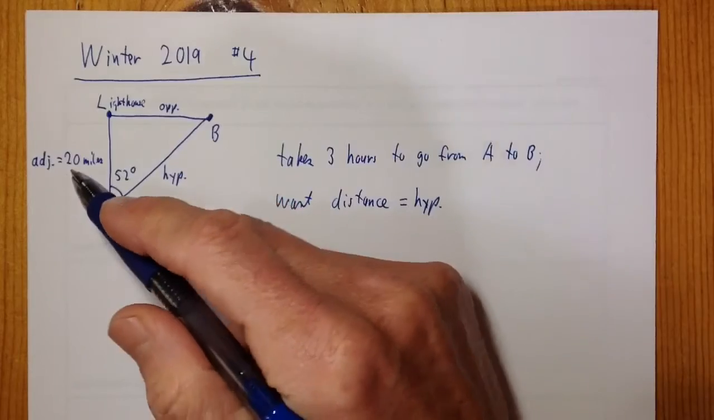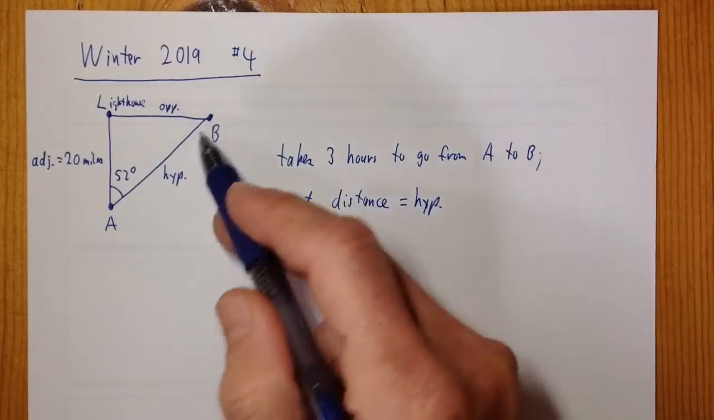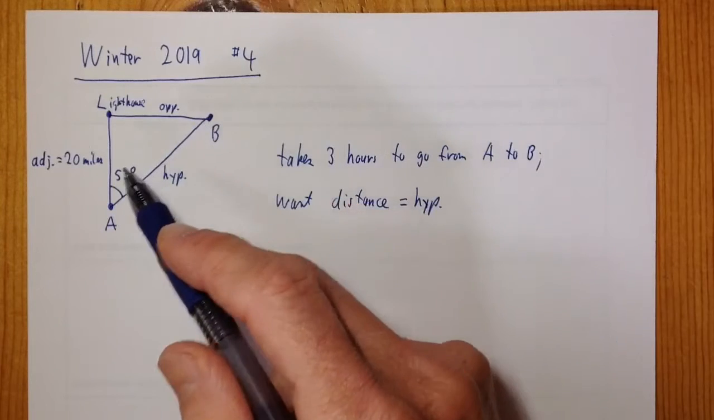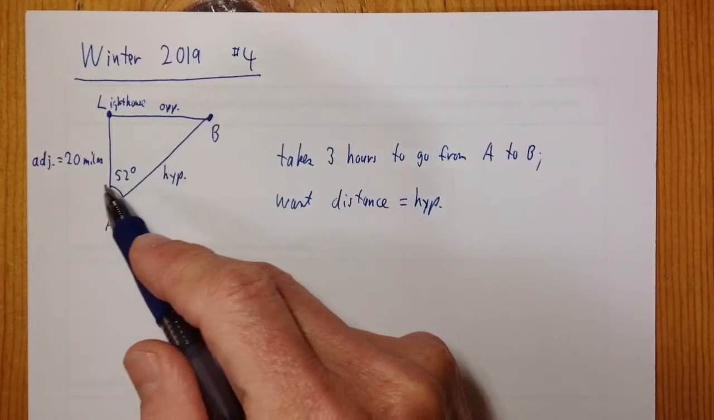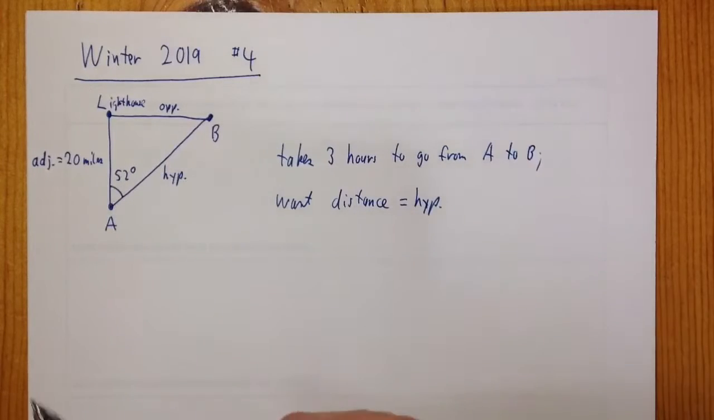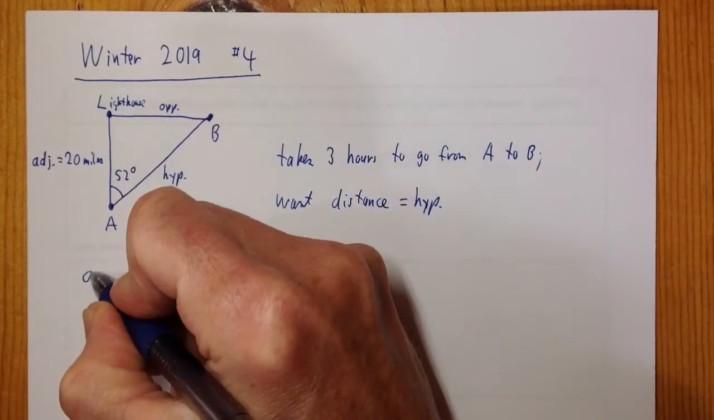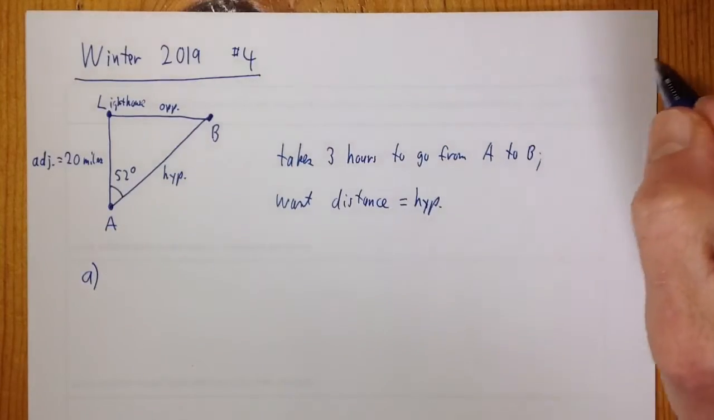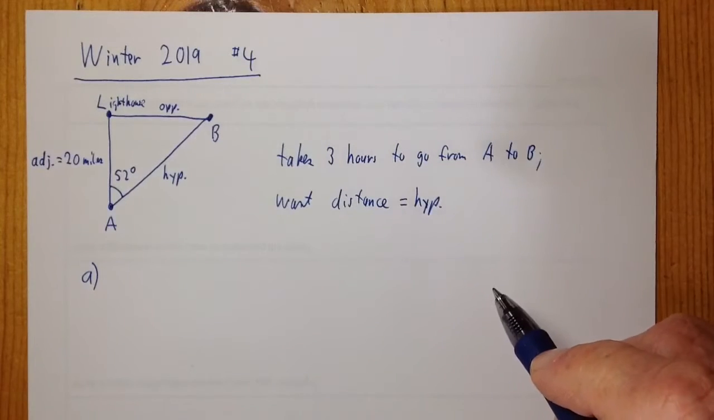So basically we know it takes 3 hours to go from A to B. So we need the hypotenuse, which is the distance. And we know the angle, and we know the adjacent. Remember, the adjacent is always the side next to the angle that's not the hypotenuse. So for part A, we want to figure out the speed that it's going. So we need to figure out the hypotenuse, and we just divide by 3 hours.